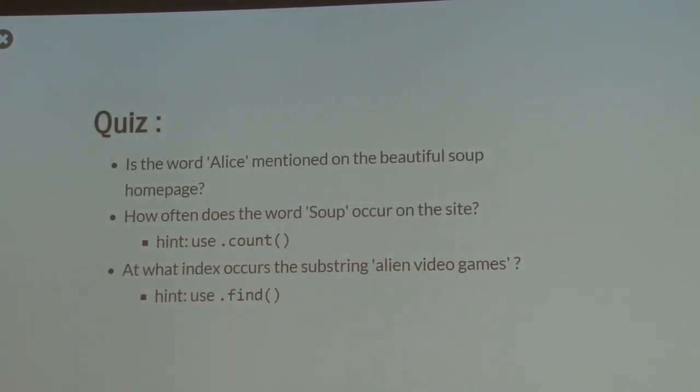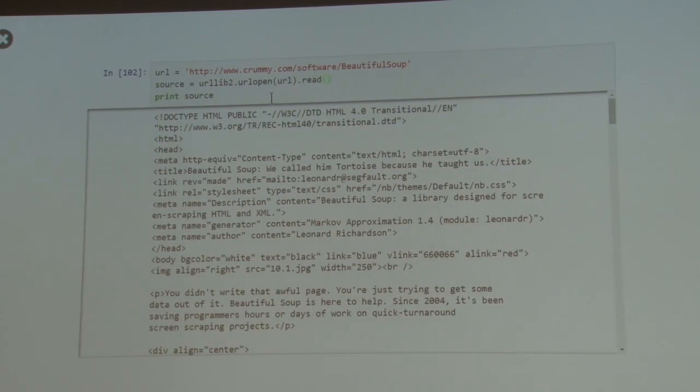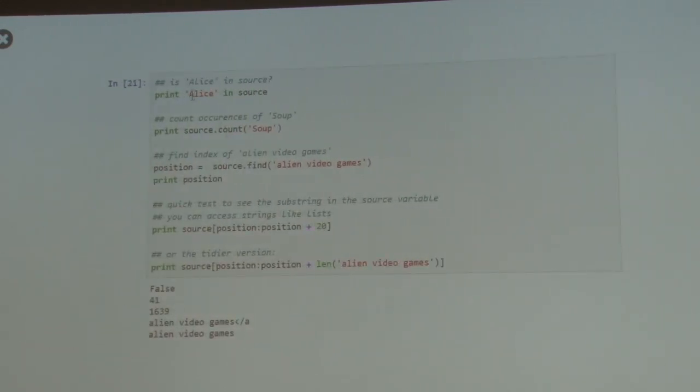I had a quiz here, which I'm not going to do for time reasons now. For example, simple things like, is the word Alice mentioned on the Beautiful Soup homepage? You don't need to do anything more than just get this one big string, because all you can do is ask in Python, is Alice in source? Source has the whole HTML code from the whole web page. It also has all the weird HTML tags, but we don't care about those, right? We're just interested whether the word Alice is somewhere in there, and we can check that with just one line of code.